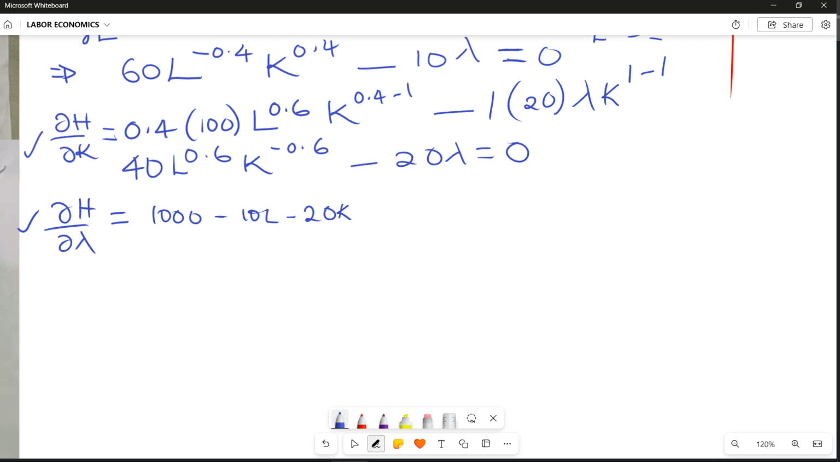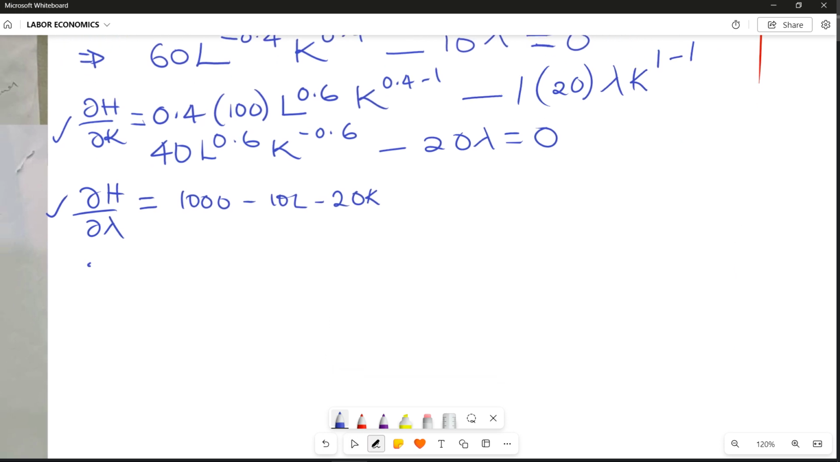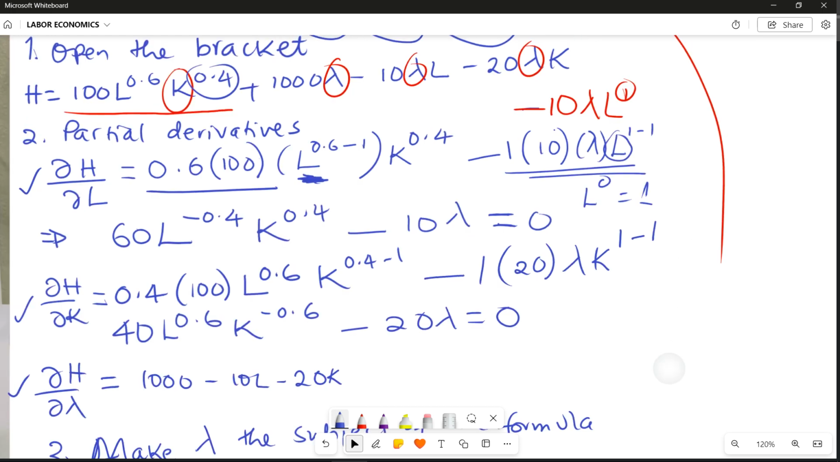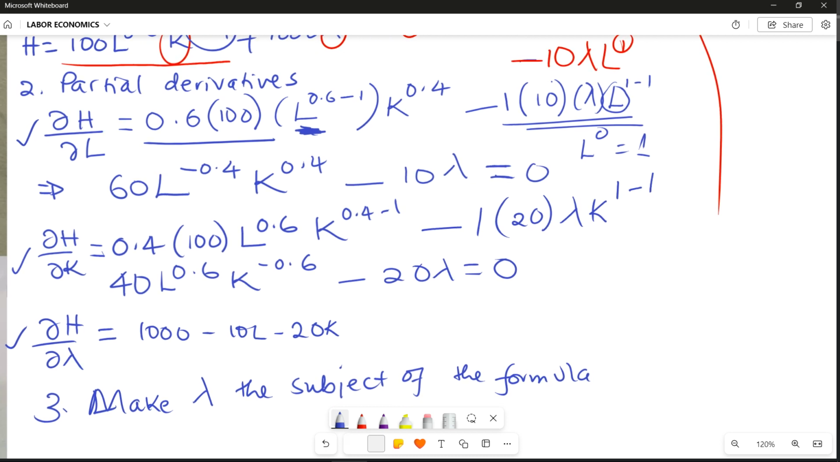Okay. So that's the first step, right? Oh, second step, actually, getting the partial derivatives. Third step is to equate, to make lambda the subject of the formula. So make lambda the subject of the formula, but here I mean from equation 1 and equation 2. Let me first clear this part a little bit. It's a bit messy there.